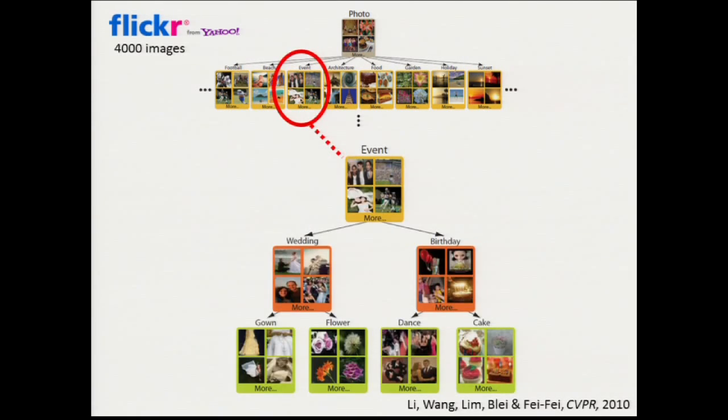The computer, our program, was able to take advantage of what we did in the first project I showed you, know the what, where, and who, and then start organizing a hierarchy. Here, for example, it organized all the event pictures and separated by wedding and birthday, and under wedding, further organized pictures of wedding gowns and flowers. For birthday party, it separated pictures of cakes and dance.